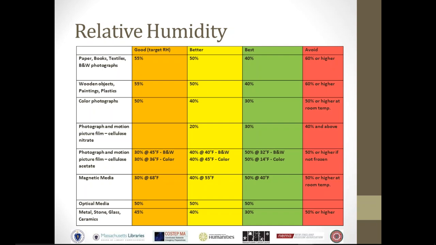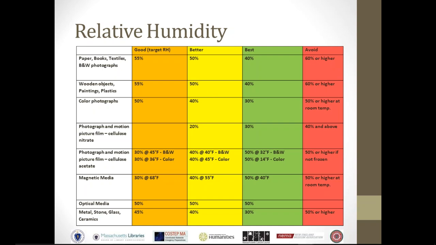So if you have collections storage in the basement, you may want to think about moving things more like metal, stone, glass, things that really, well, maybe not so much the metal, but stone and glass and ceramics that wouldn't be as impacted by the high relative humidities and also wouldn't be as tasty of a treat for your insect or rodent pests as well.